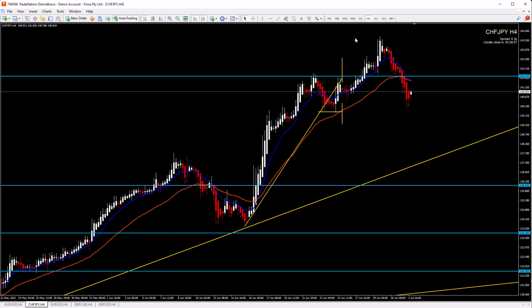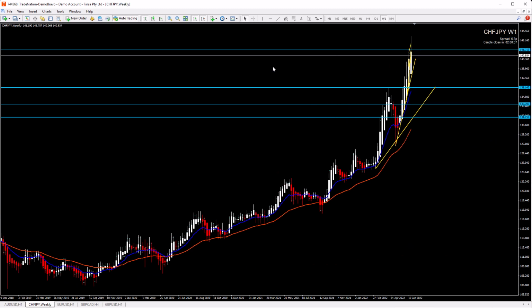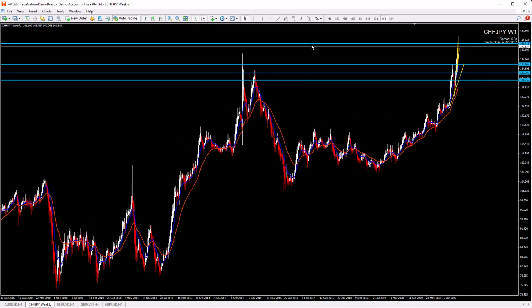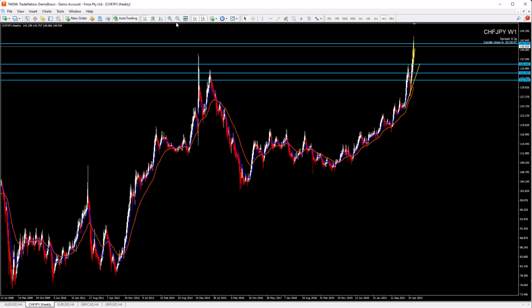Next pair, Swiss franc yen. What we said: either a breakout down and again a retracement to this level, or a breakout of the resistance and still an up move for possible continuation. I think I didn't have history, so we don't have the next resistance area here. Yes, here we don't have any resistance levels, because price is making new higher highs.